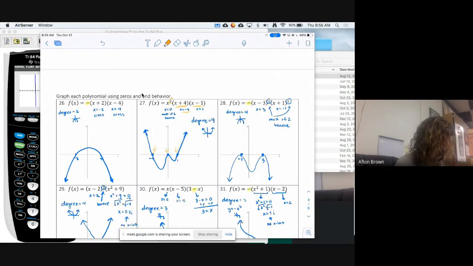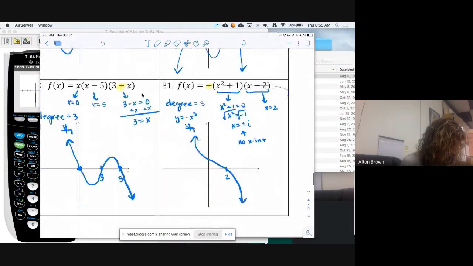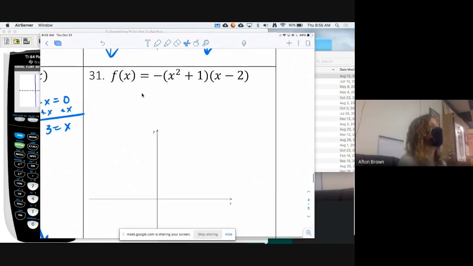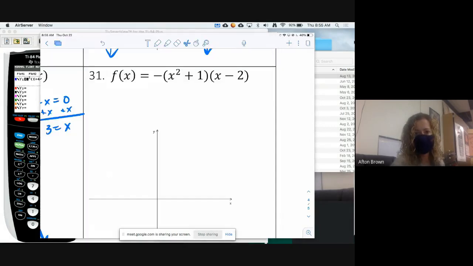I want to talk about 31. I'm going to clear mine out really quick. Graph 31 on your calculator really quick. Go into your y equals, and we're going to graph. Okay, so we're going to clear this out. I'm typing in this.